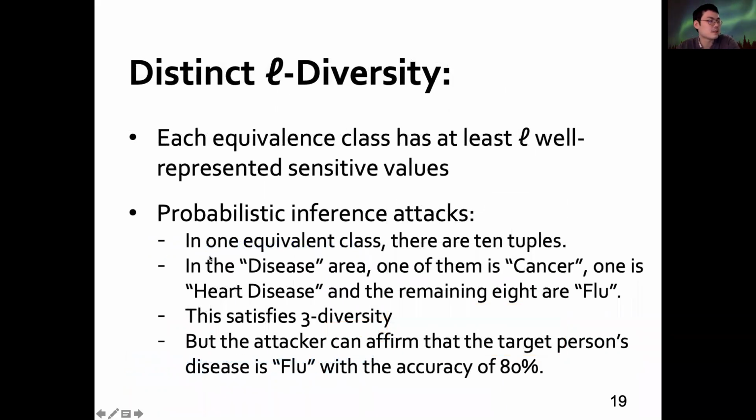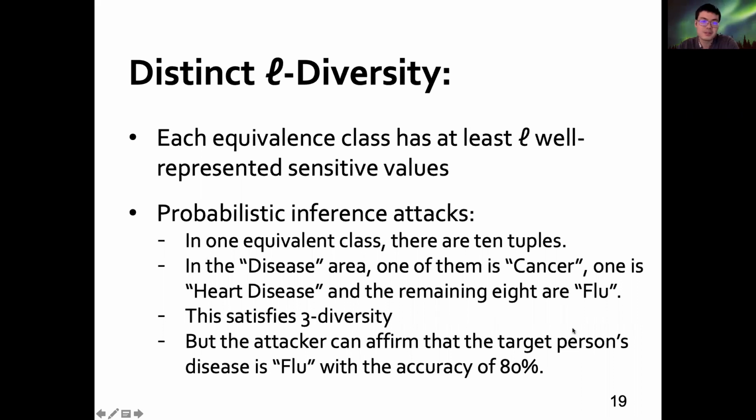So here's an example, right? Let's say in one equivalent class, one Q block, there are 10 tuples. In the disease area, the sensitive attribute, only one of them is cancer, one of them is heart disease, and 8 of them are actually flu, right? So this actually satisfies 3 diversity because we have cancer, heart disease, and flu, right? But 80% of people have flu, right?